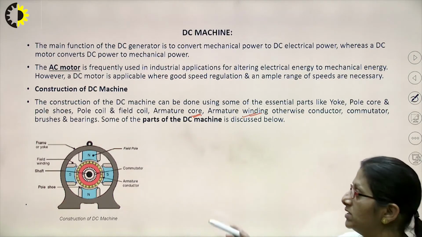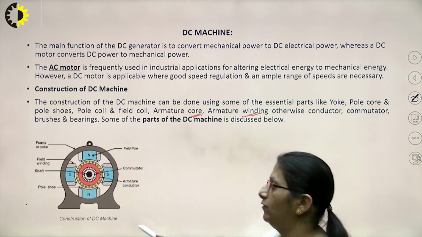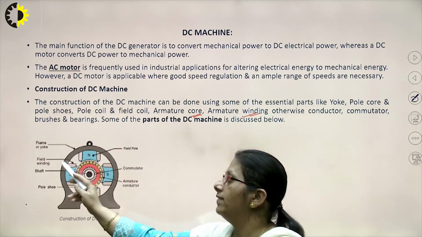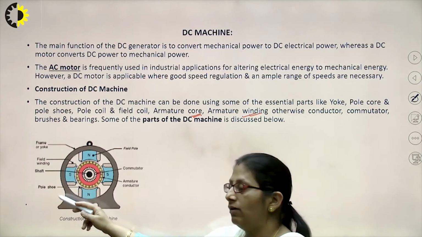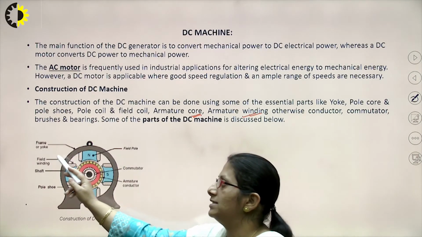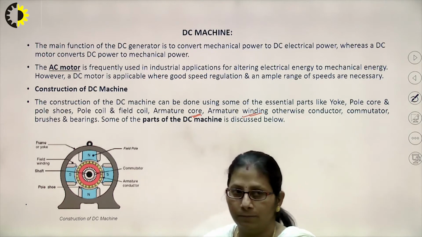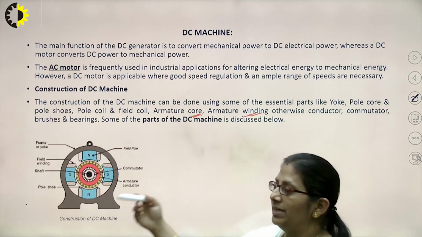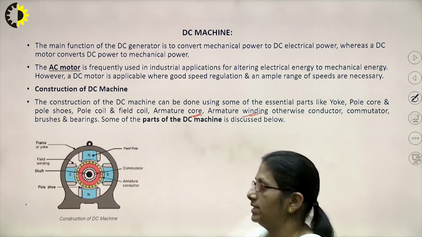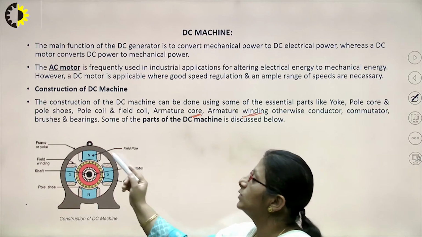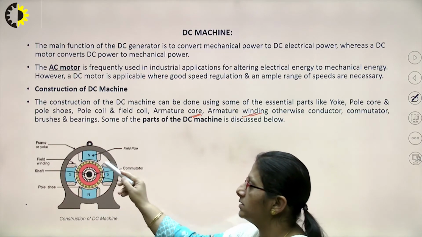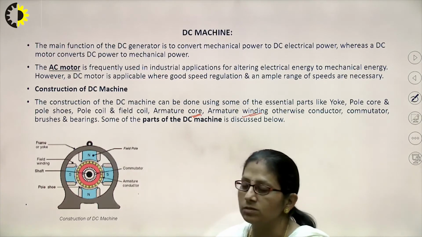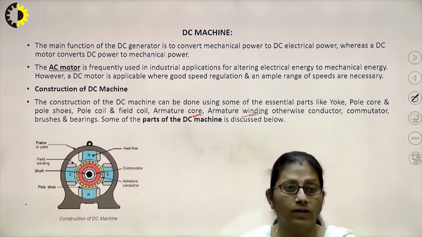As it can be seen in the diagram here, if at all I say, I'll be starting with the outermost covering. The outermost covering of the DC machine is nothing but the frame or the yoke, right? We'll be discussing their individual parts also, what are their functions also. So this is the yoke. To the yoke we can see the magnetic system is being attached, or the field system is being attached, right? What is this field system, right?